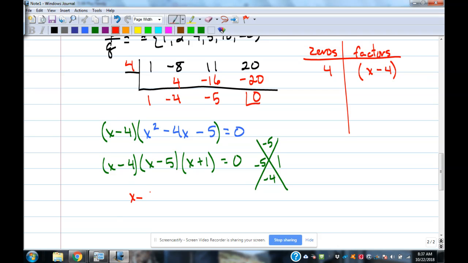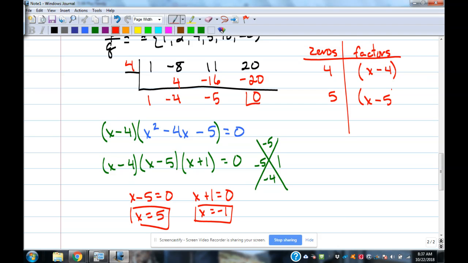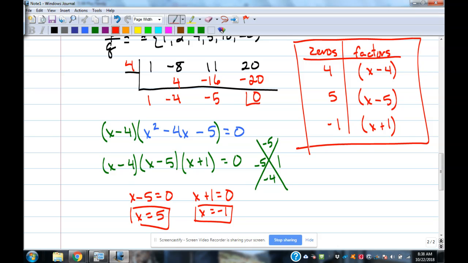The zeros: zero of 5 has x minus 5. 0 of a -1 has x plus 1 as a factor. We found all the zeros. We also found all the factors out of that, because zeros and factors go together. All the instructions really ask for the zeros.